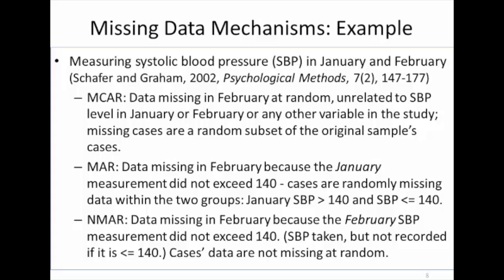Let's say your measurement instrument for blood pressure went on the blink and you lost some data due to that measurement instrument having a problem in February. Maybe the batteries didn't get changed or something like that. Now that missingness and the SBP score that would have been observed had we had a working measurement instrument, that's unrelated to what their SBP score would have been in February, and it's also unrelated to the measurement that had been taken in January.